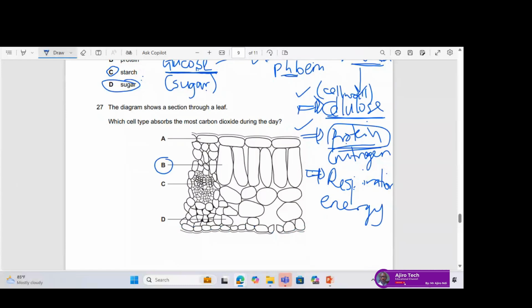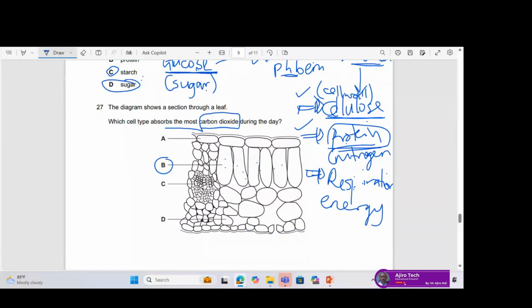They have a high concentration of chloroplast, chlorophyll, beautiful. And that's where most photosynthesis occurs, and they need enough carbon dioxide. The more carbon dioxide there is, the higher the rate of photosynthesis, and that's where most photosynthesis happens.